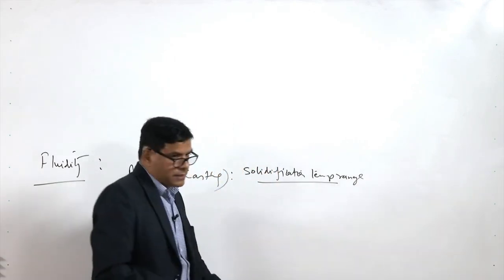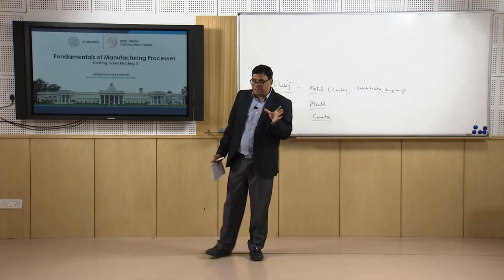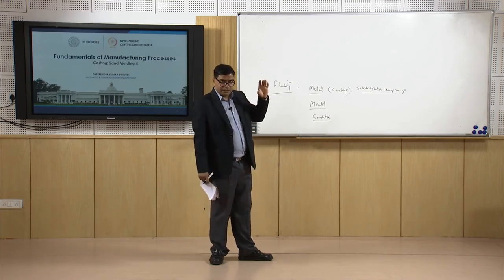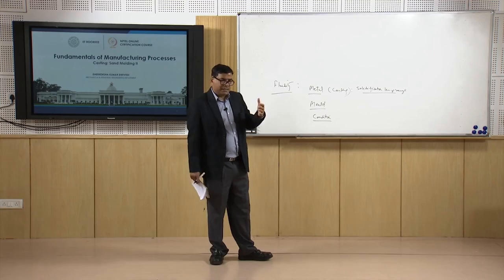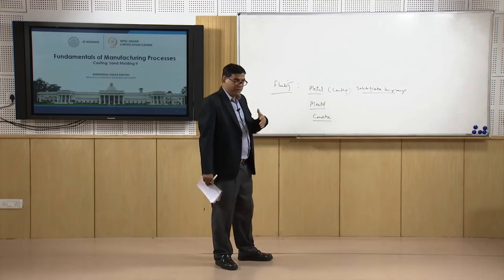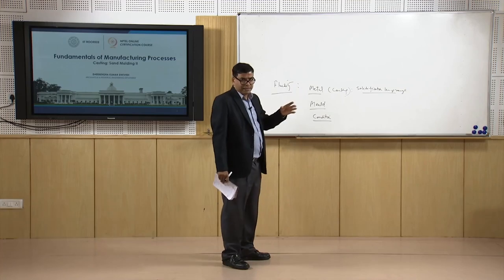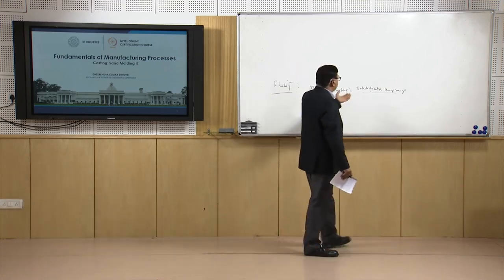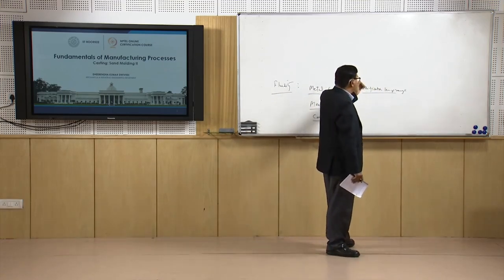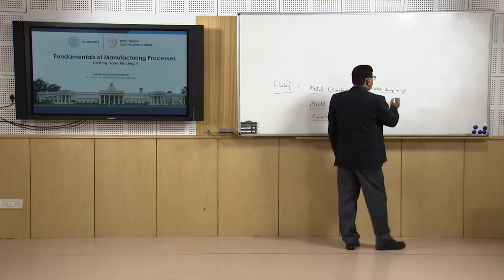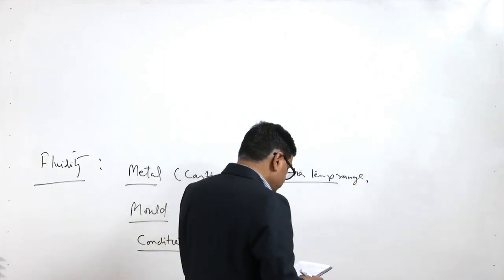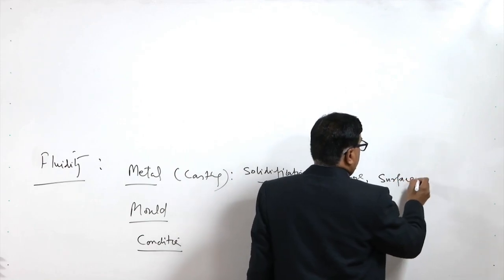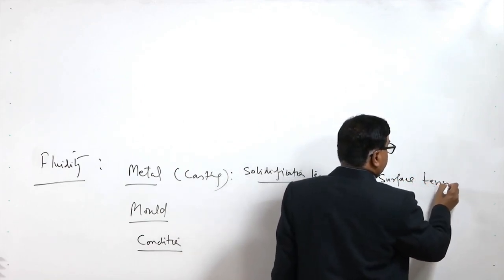And the reason for this is that in alloys having a wider solidification temperature range, the solidification starts much earlier, while the remaining metal is still in the liquid state. So, the formation of dendrites, distributed in the molten metal mass in the solid state, actually reduces the ability to flow. So, solidification temperature range is one, and then surface tension. Lower is the surface tension, greater will be the fluidity.